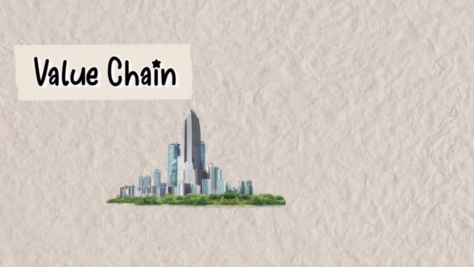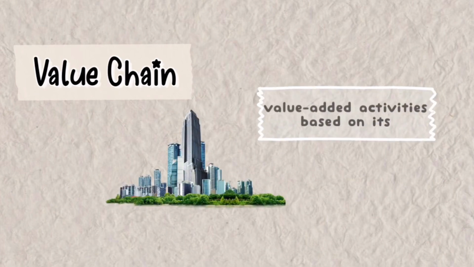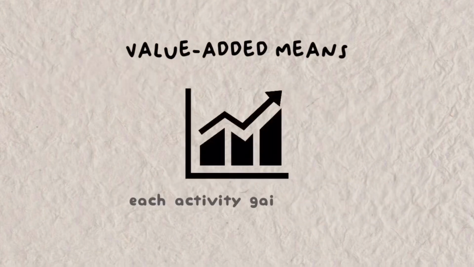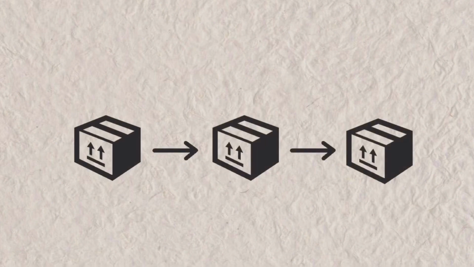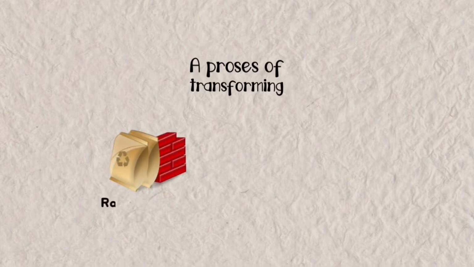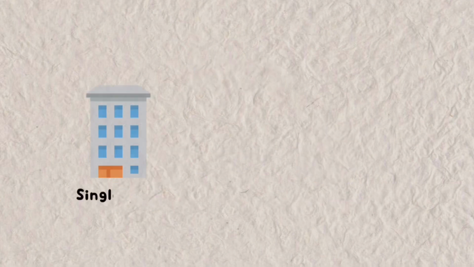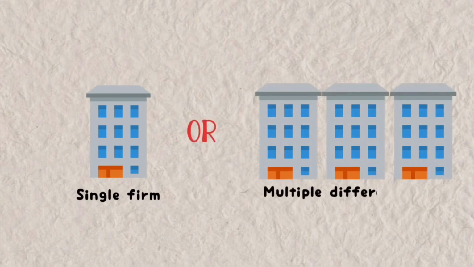Value chain refers to a firm's value-added activities based on its pricing strategy and cost structure, where value-added means that each activity gains value as the product moves from one process to another process. Value chain is also a process of transforming raw materials into finished products. Value chain can be carried out by single firms or by multiple different firms.